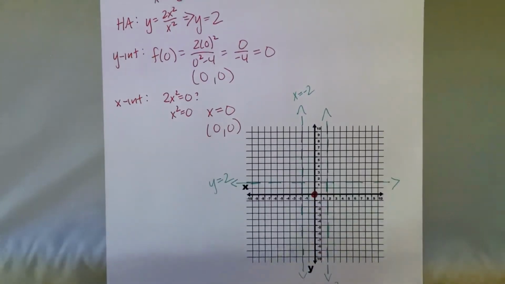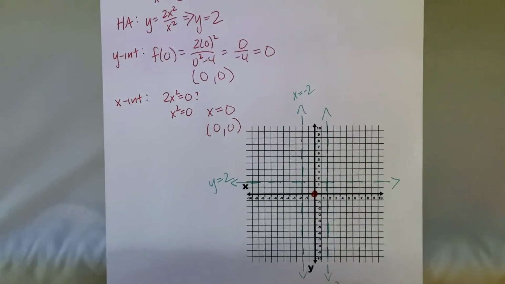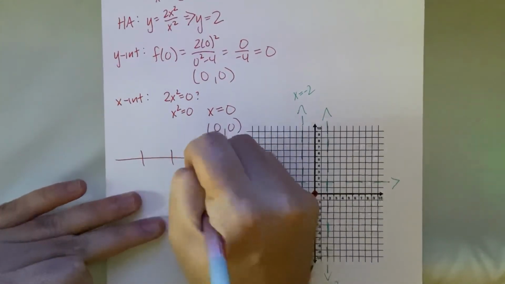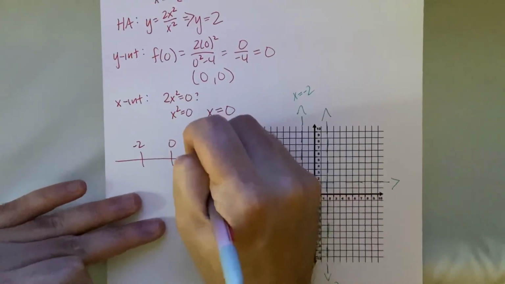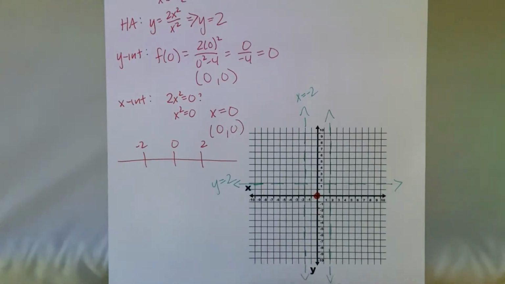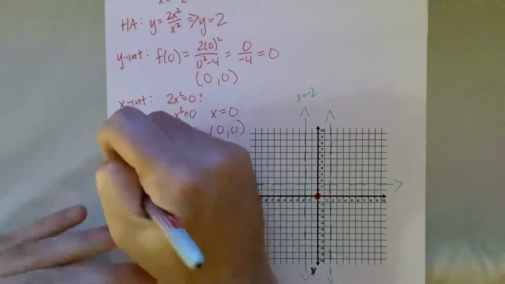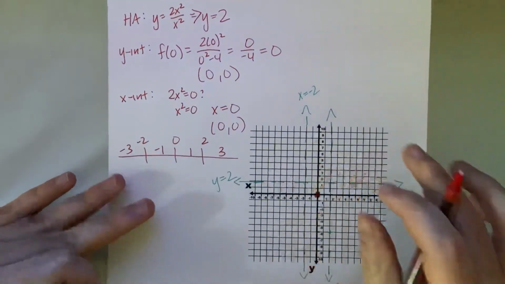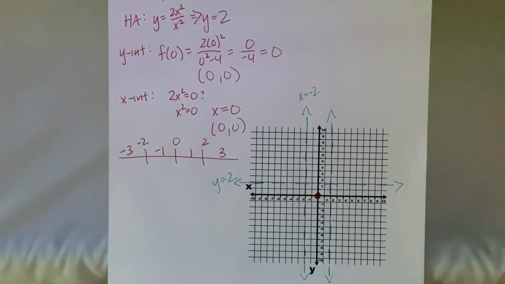Now, to make our test chart, though, every vertical asymptote or x-intercept has to be included in the test chart, which means we've got negative 2, 0, and 2. We have to test points around them if we want to see if they're positive or negative. Okay, let's just plug in points. We've got negative 3, negative 1, 1, and 3. And actually, we'll continue graphing this in the next video.